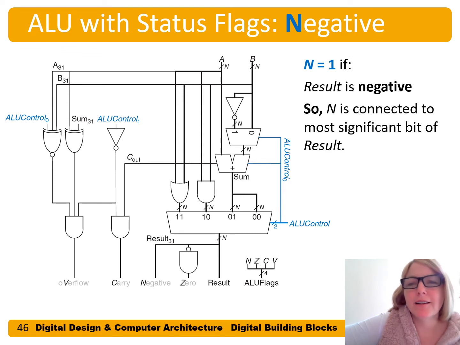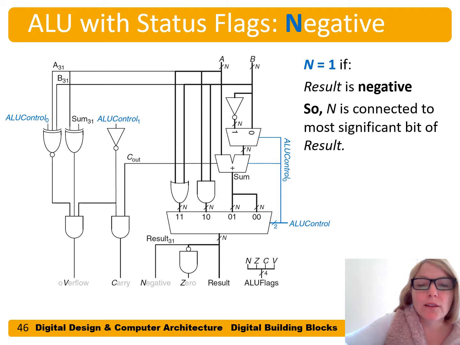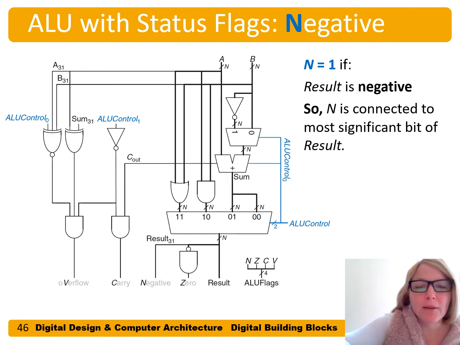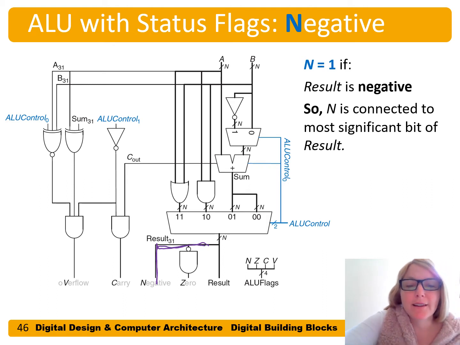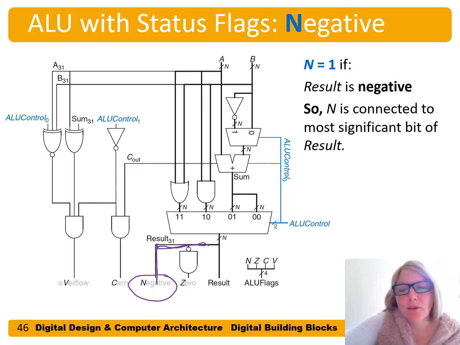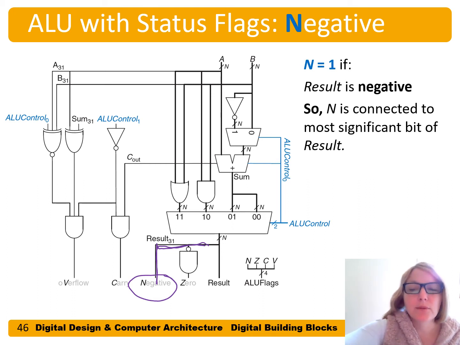So the negative flag, this is probably the easiest one. If the result is negative, so if this output of the multiplexer is negative, well, we can tell that because the most significant bit, in this case for a 32-bit ALU, result sub bit 31, is a 1, and we can just tie that to our negative output. So when the result is negative, N will be 1, and we can tell that the output of the ALU is negative.